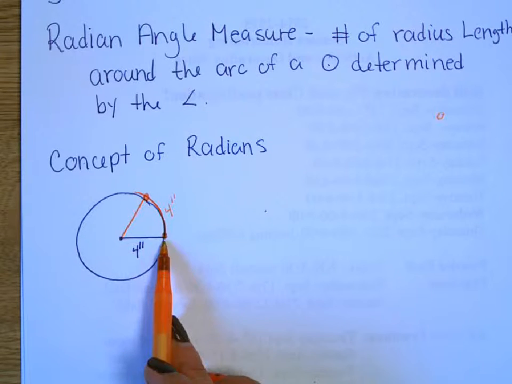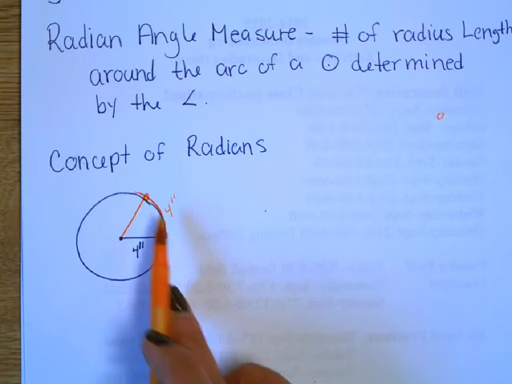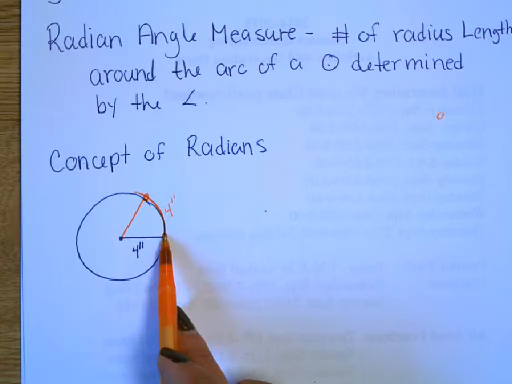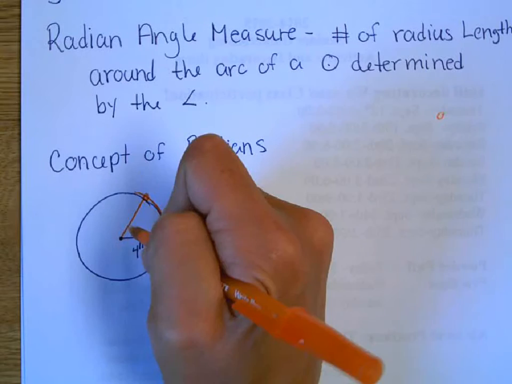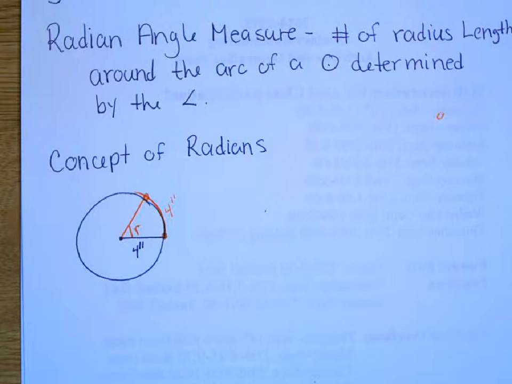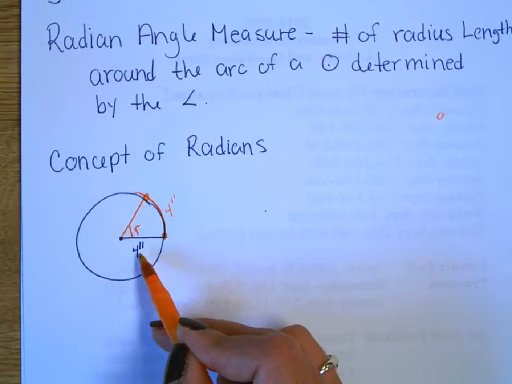So my radius was given as 4 inches, and I made an arc length of 4 inches, and then I made my angle have those endpoints. This angle measure in here would be exactly 1 radian. Because this arc length is equal to 1 radius, the angle measure is 1 radian. 1 radian is an angle measure. And it's 1 because the arc length is exactly 1 radius length.